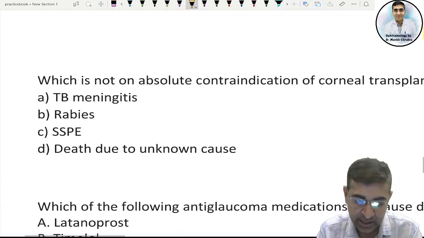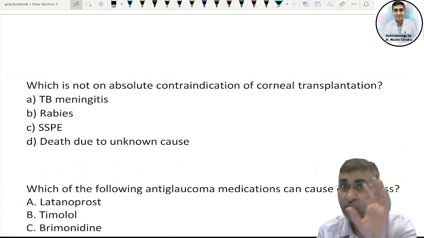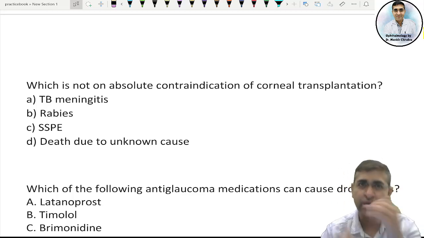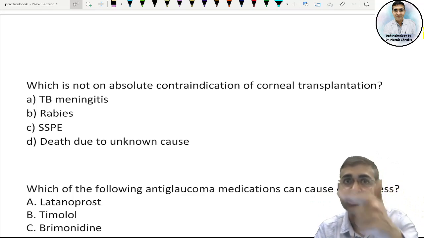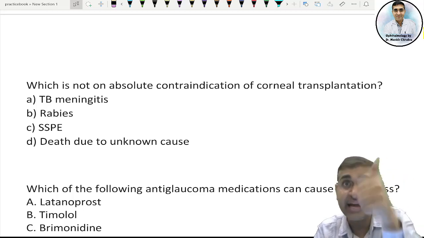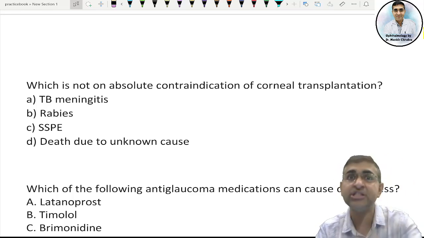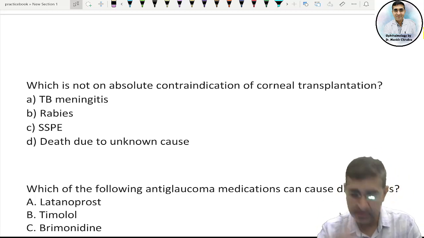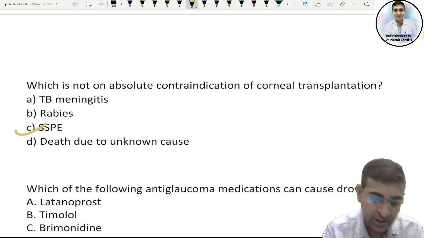Next is, which is not an absolute contraindication of corneal transplantation? I always enumerate the important contraindications of corneal transplantation. I am quickly going to speak, so if you want to write it down, just note it. One is rabies, hepatitis B, hepatitis C, hepatitis A. The new addition is COVID-19, then HIV, death from unknown cause, septicemia, Kuru disease, Creutzfeldt-Jakob disease, prion disease. And of course, SSPE is also an absolute contraindication, due to unknown cause.